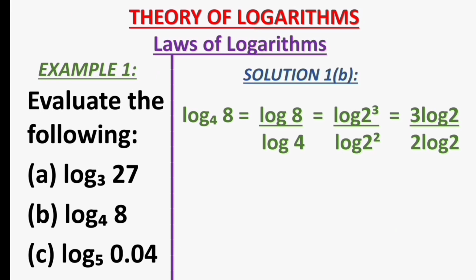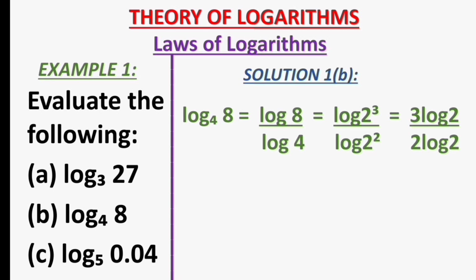For the solution to question 1b, when we change the base of the logarithm, we are going to get the logarithm of 8 divided by the logarithm of 4. Simplifying this, that gives us the logarithm of 2 raised to power 3 divided by the logarithm of 2 raised to power 2. Next, when we write the powers as the coefficient of the logarithm, we are going to get 3 multiplying the logarithm of 2 divided by 2 multiplying the logarithm of 2. When we simplify this, what will be the answer to the question 1b?